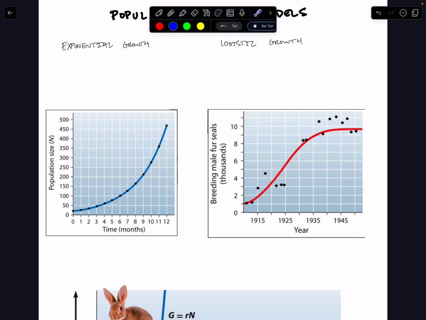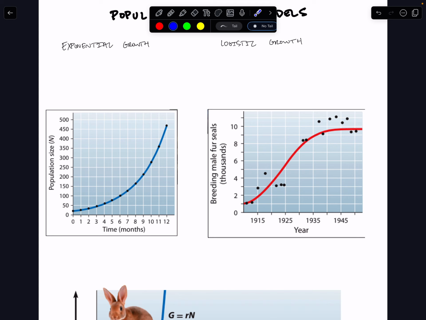Okay, exponential growth. This type of growth, if we have time on the x-axis and population size on the y-axis, you can see that the population is growing, but as time goes on, the population starts to grow faster and faster. It starts out small with just a few reproductive individuals, but as we add more organisms to the population, there's more reproductive potential, and there's just more organisms there to have offspring, and so the population starts to grow faster and faster.